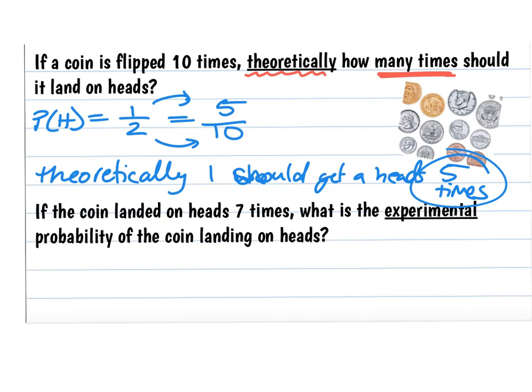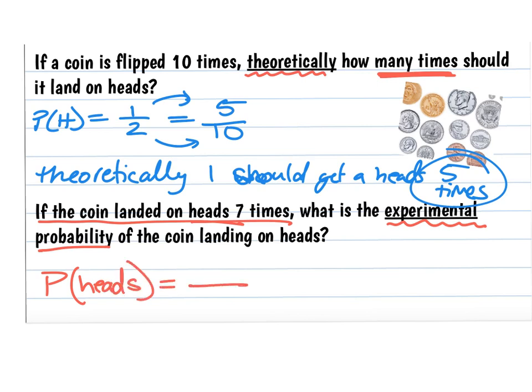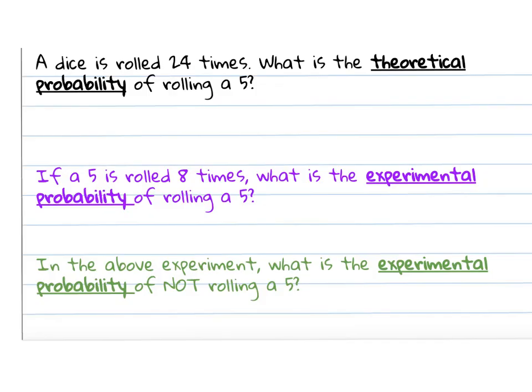Whereas on the bottom here, it says if the coin landed on heads 7 times. So they're saying this actually happened. The experiment was conducted. What is the experimental probability of the coin landing on heads? From the experiment, the probability of getting a heads, out of the total possible, it happened 10 times, and we got heads 7. So that'd be 7 out of the 10, or 70%.